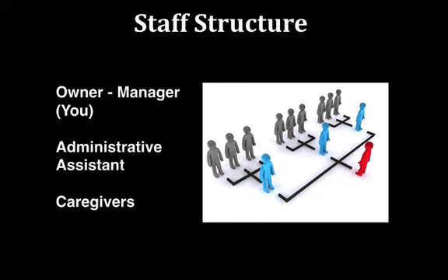So this is the staff structure that we suggest for you in the beginning. You, the owner, become the manager, and you stay in that position for, I say, no less than a year, just so you can learn all the operations of your company and the systems that you're going to create. The administrative assistant is directly responsible to you. They're there to help you in any business related way. And then obviously the caregivers. This is just the structure that we suggest you stick to.